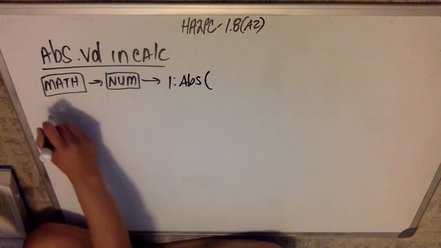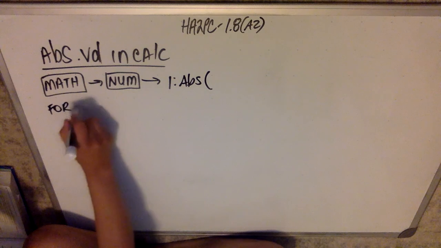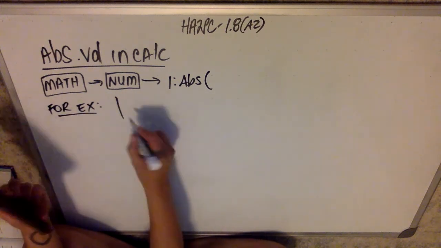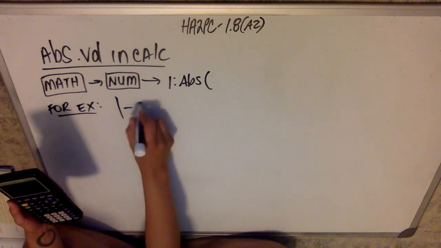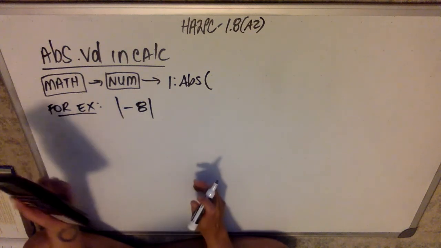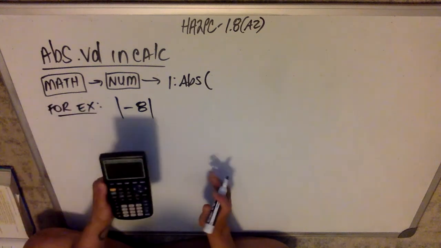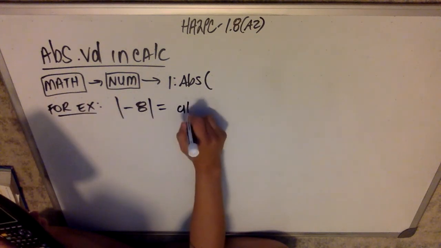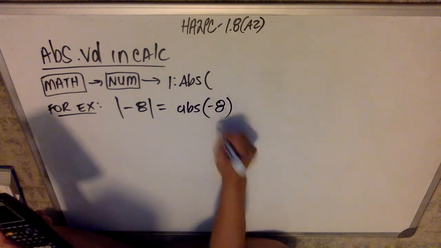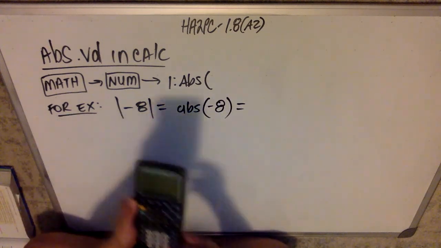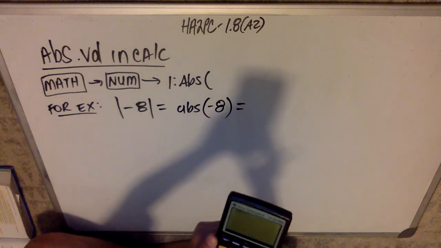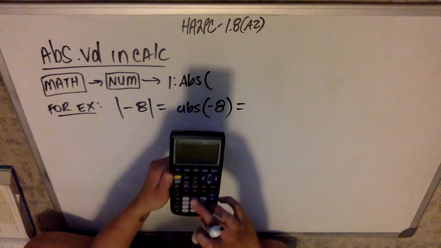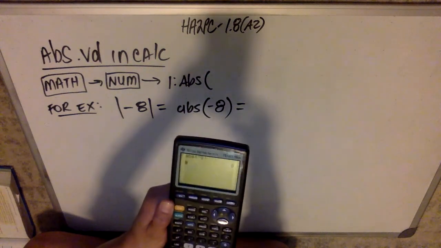So for example, if I wanted to put into my calculator the absolute value of -8, which would be weird because I think we can all agree that that's just 8. But if I wanted to, the way I would do it is math, number 1, which gives me abs. I put the -8 inside the absolute value, and the negative is this button at the bottom. It's not the minus button. Then I hit enter, and there you have it.